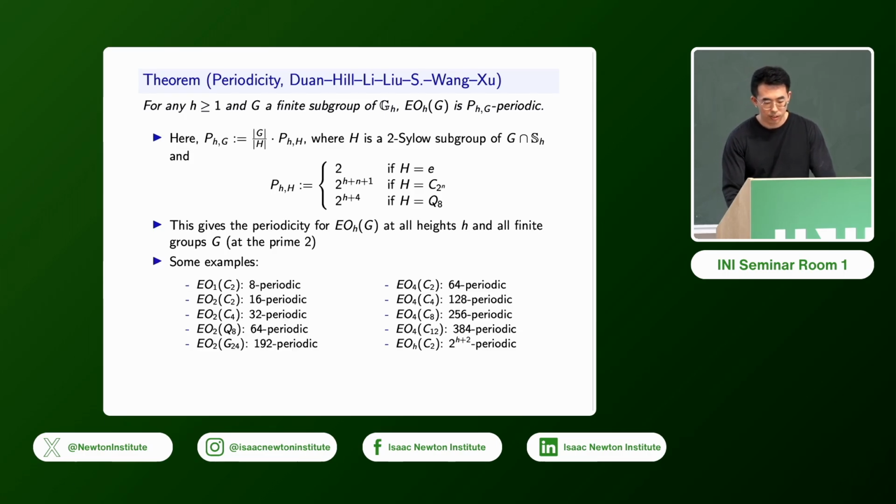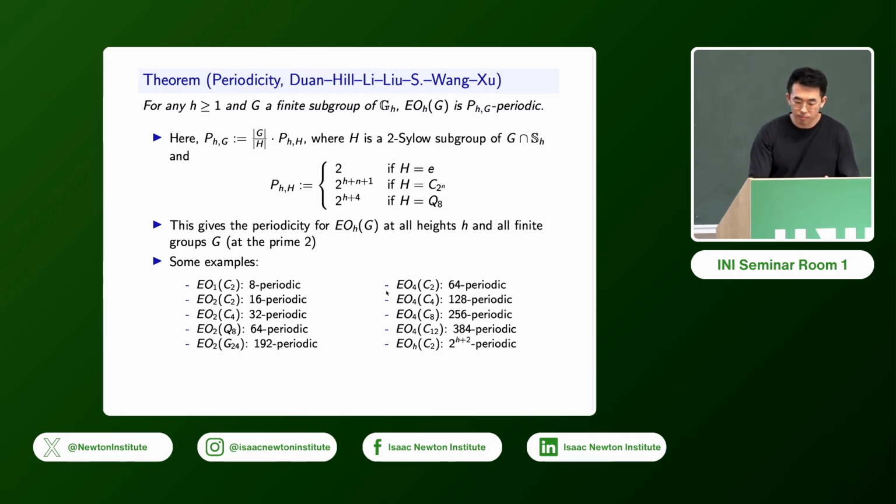Here are some examples, some low height examples. So at height 1, if H is equal to 1 and G is C2, I plug it in, I get this P is 8. And that's the real Bott periodicity, the 8 periodic. And at height 2, I can plug in different groups. I get EO2 C2 is 16 periodic, EO2 C4 is 32 periodic. That's the one we've just seen. EO2 Q8 is 64 periodic. EO2 G24 is 192 periodic. That's the K2 local TMF.